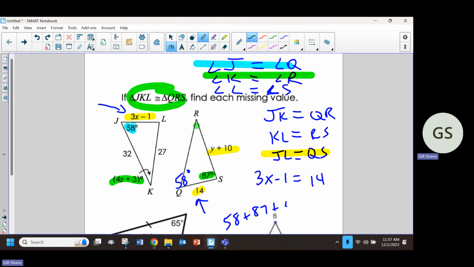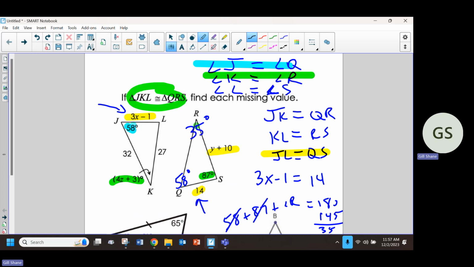So I'm going to write angle R. Those three added together are 180. If I add them together, what is that? 130, 145. So I'm going to subtract 145. That gets rid of those. I subtracted both of those out. So R is 35 degrees.